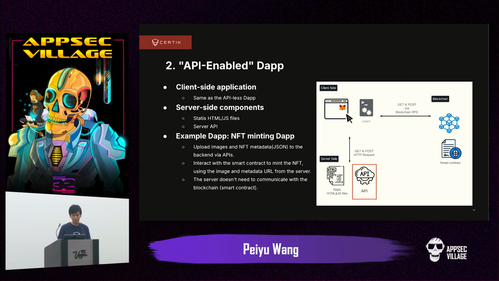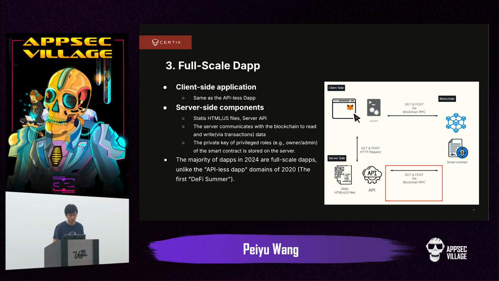Now the second one is the API-enabled Dapp. Compared to the last one, this one has service APIs on the server side. One example is an NFT creation Dapp. The server has an API that allows users to upload images or NFT metadata JSON to the backend, and then the backend returns a URL. You can use the URL to talk to the smart contract to create NFTs. The attack surface for this type of app does increase, but the vulnerabilities on the application side are mostly Web2 related.